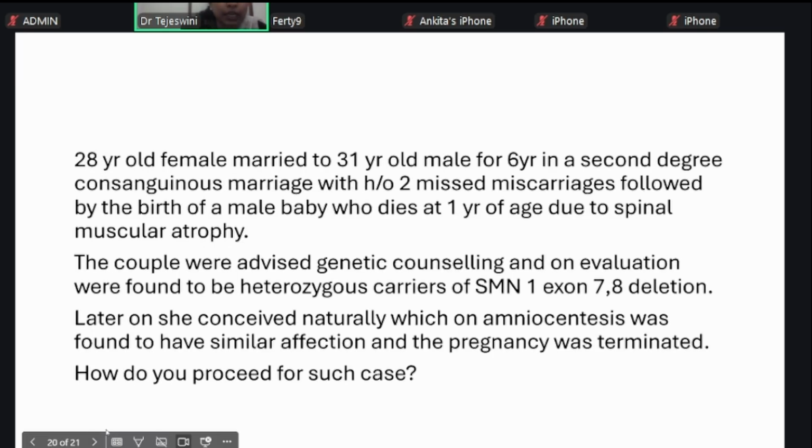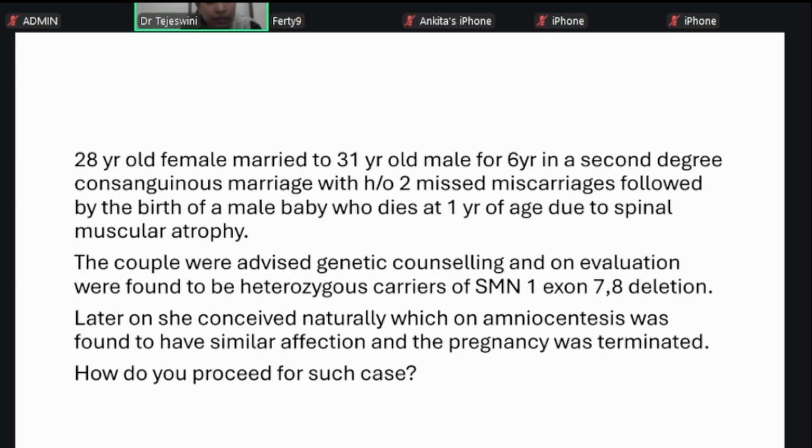And this is a case of a 28-year-old female married to a 31-year-old male for 6 years in a second-degree consanguineous marriage, and she had a history of 2 missed miscarriages followed by the birth of a male baby who died at 1 year of age due to spinal muscular atrophy. So the couple were advised genetic counseling after that, and on this evaluation, they were found to be heterozygous carriers of SMN1 exon 7 and 8 deletion.